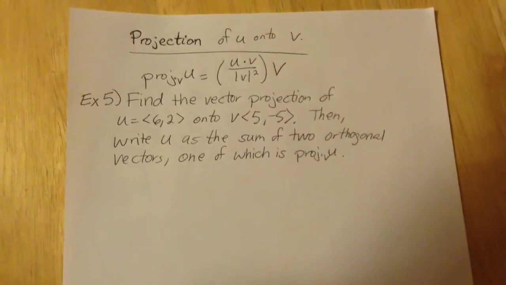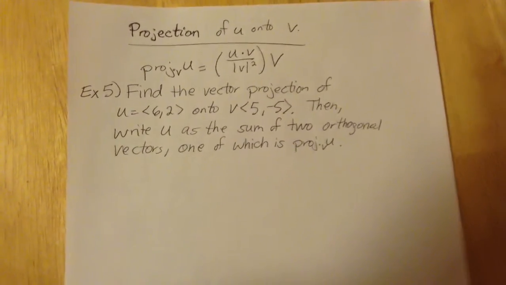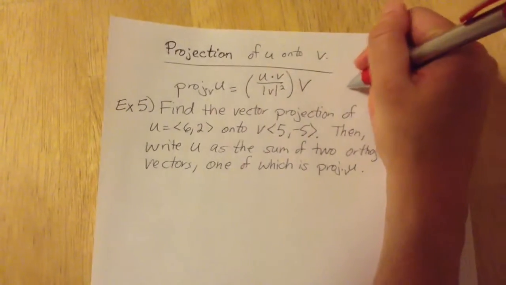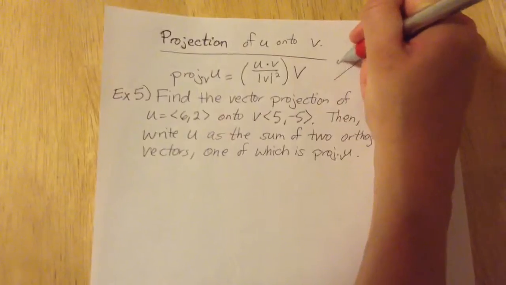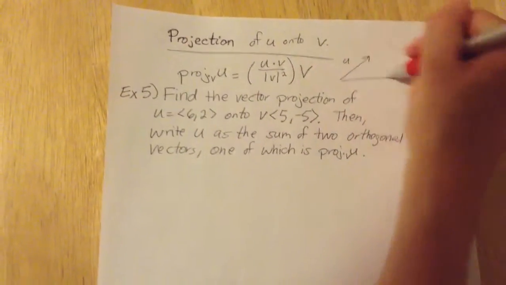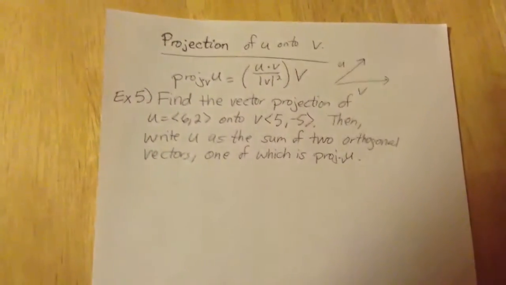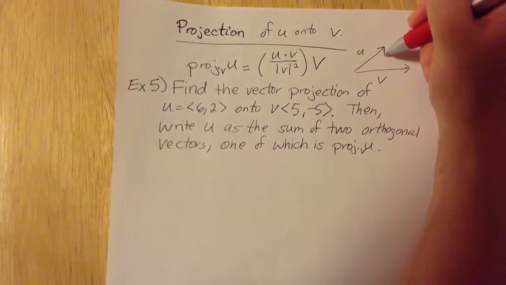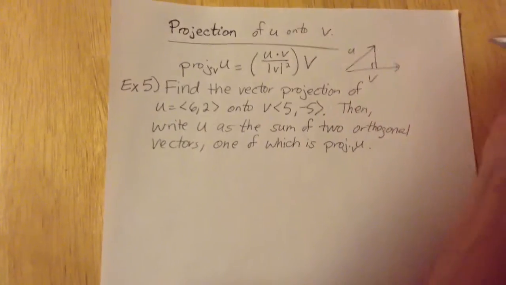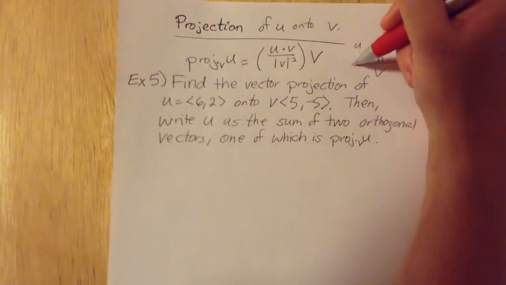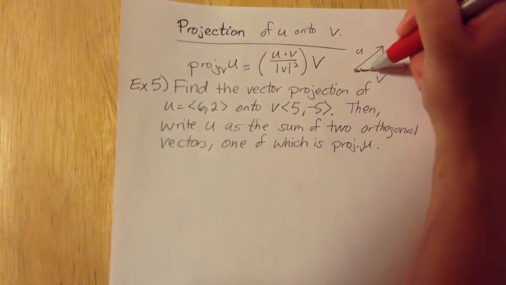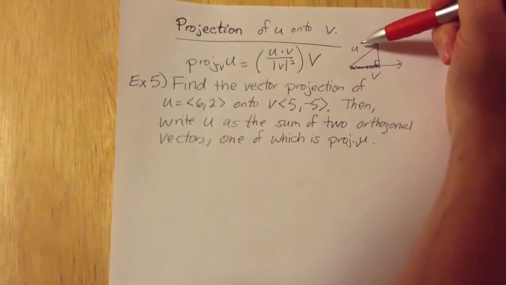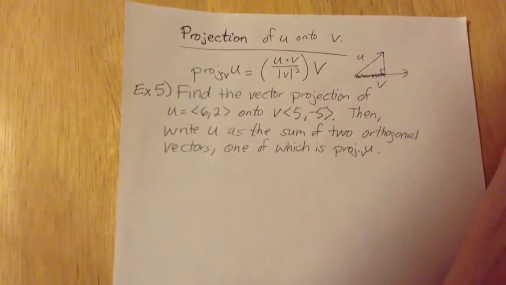The last thing we'll look at today is the projection of u onto v. Visually, what the projection is, let's say that you have a vector u, and let's say that you have a vector v. The projection is almost like a shadow. If you were to draw a perpendicular line down from u onto v, the projection is this shadowed area right here, as if you're shining a light onto v from u.